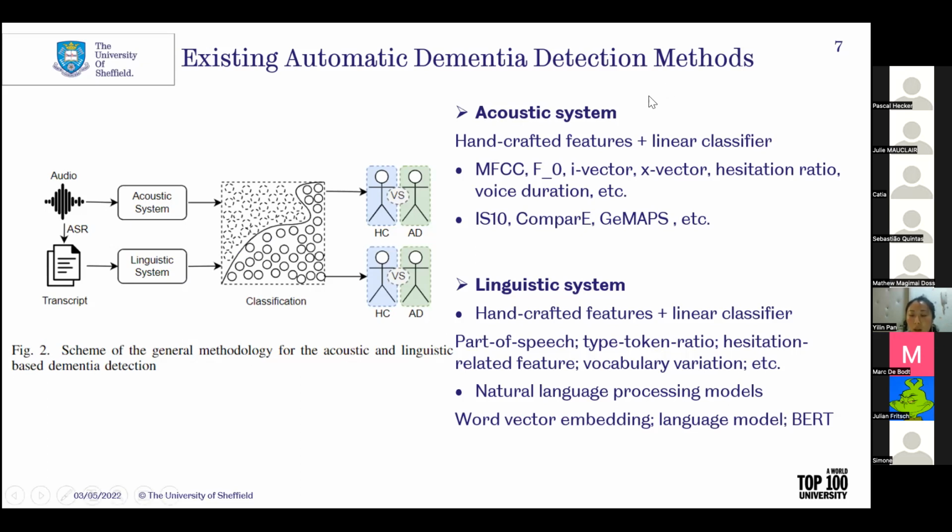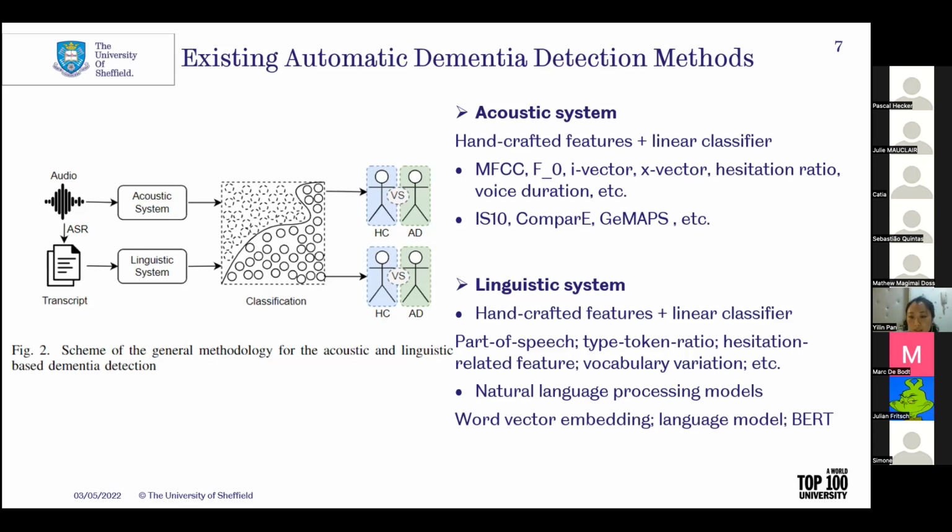And the very commonly used acoustic systems are pipeline systems, which include handcrafted features as the front end followed by a linear classifier. And the commonly used handcrafted features can be single acoustic features like F0, MFCC, I-vector, or X-vector. They can also be the very popular acoustic feature sets like IS10 or ComParE, etc.